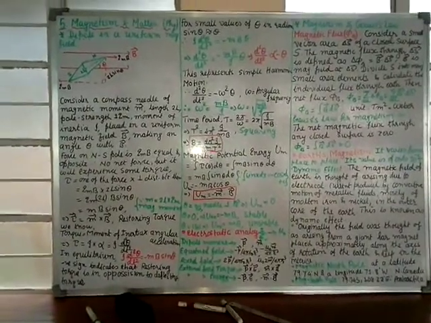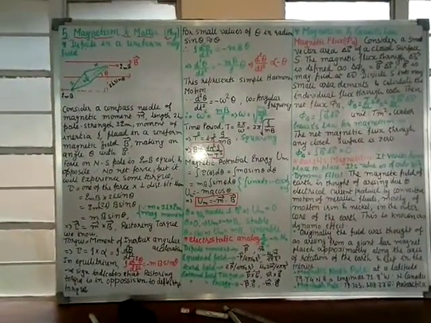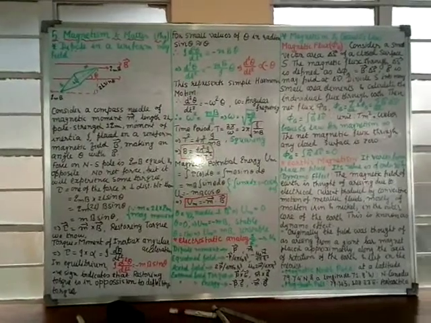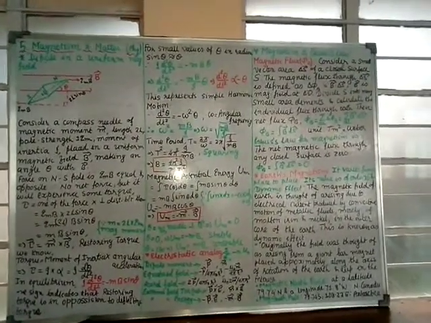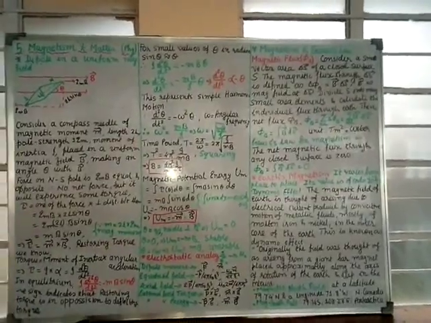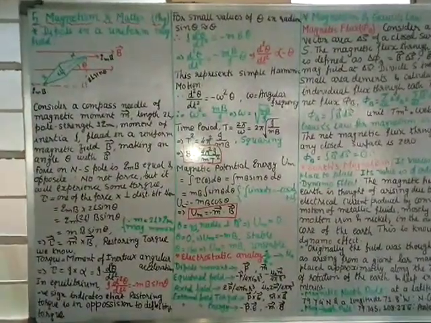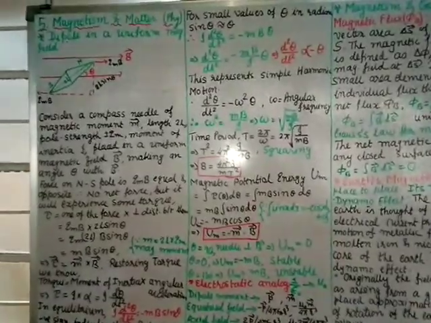Physics Class 12 Chapter 5 Magnetism and Matter. In the last class we did the bar magnet as an equivalent solenoid. Today we shall do the dipole in a uniform magnetic field.